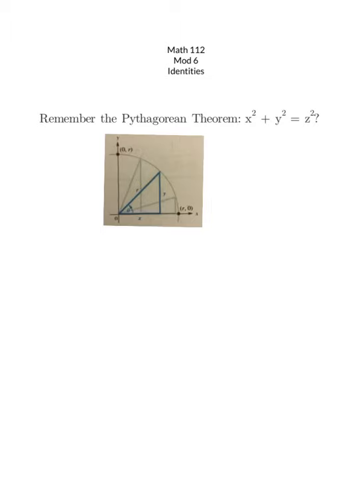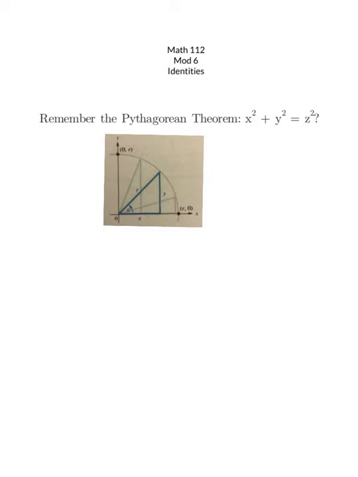In Mod 6, we are going to be working with identities. In order to get started with our identities, we're going to recall the Pythagorean theorem. You may have used the version of a squared plus b squared equals c squared. We're going to use the version of x squared plus y squared equals z squared.